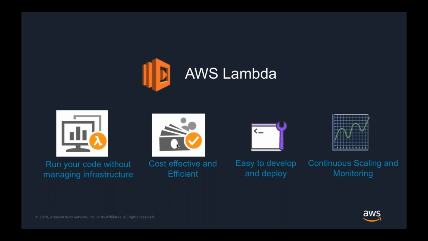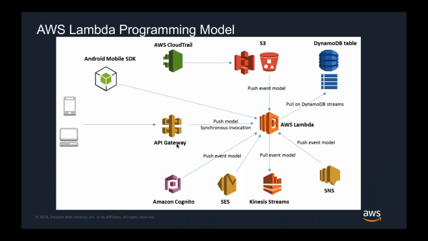You can run Lambda code for virtually any type of application or backend service with zero administration. You quite literally just upload your code, and Lambda takes care of everything required to run and scale your code with high availability. And you can set up your code to automatically trigger from other AWS services, or you can call it directly through your web and mobile app. And I'll talk a little bit more about that on our next slide here.